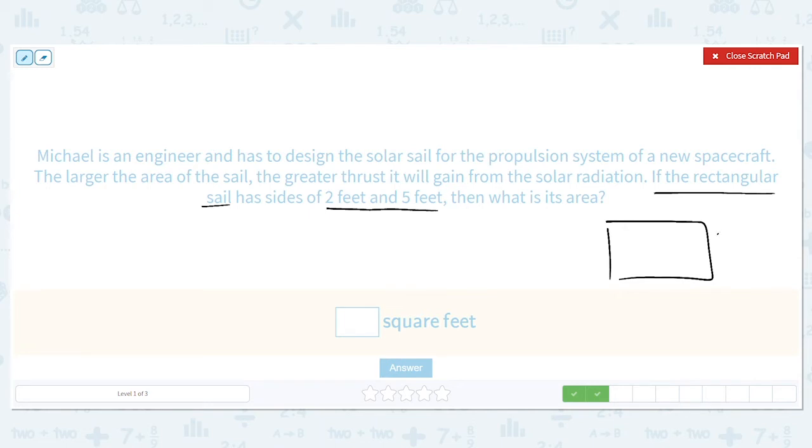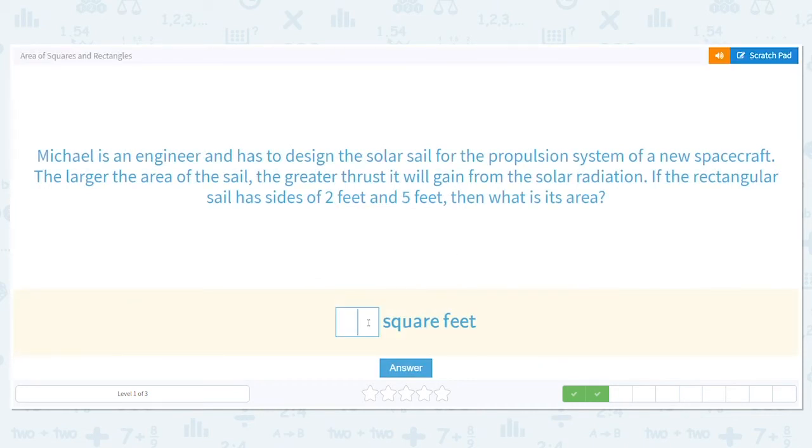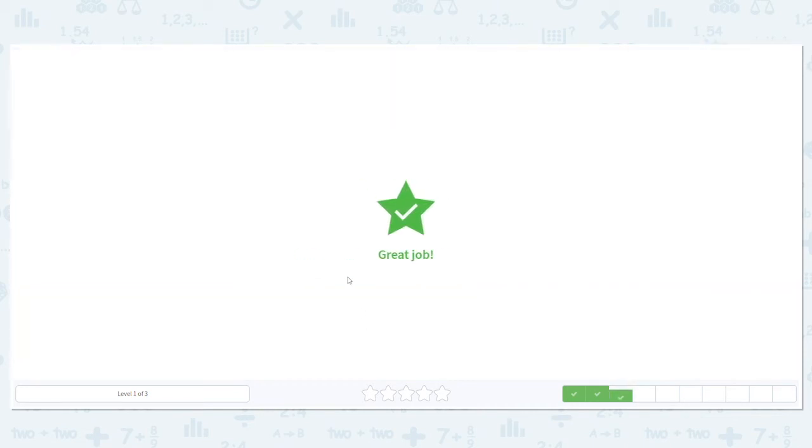Well, we know it's a rectangle. We know one side is 2 feet, which means so is the opposite, and the wider sides are 5 feet. What will I multiply? 2 times 5, which equals what? 10. Good job. So the area is 10 square feet.